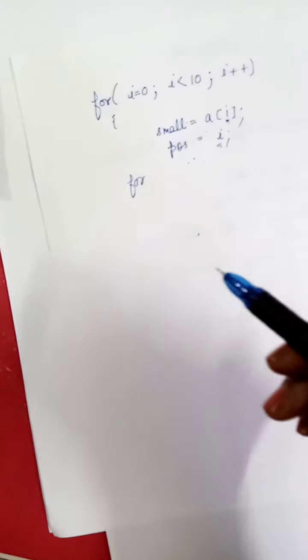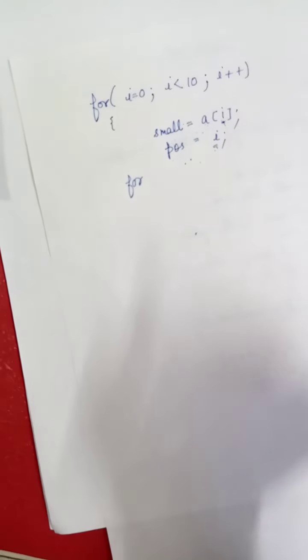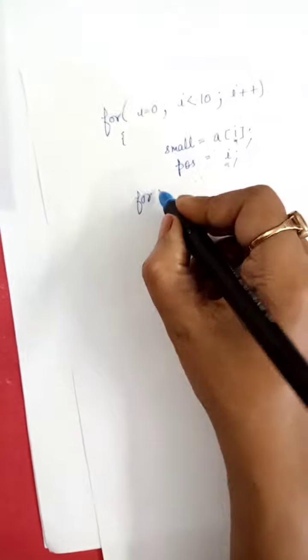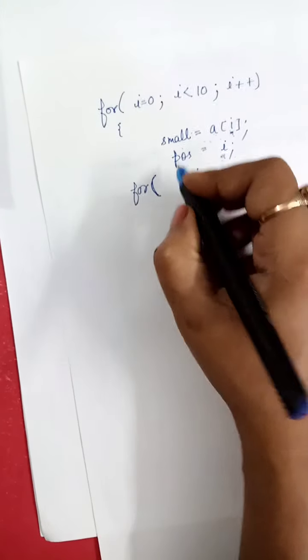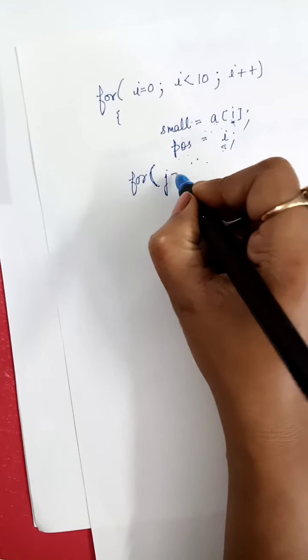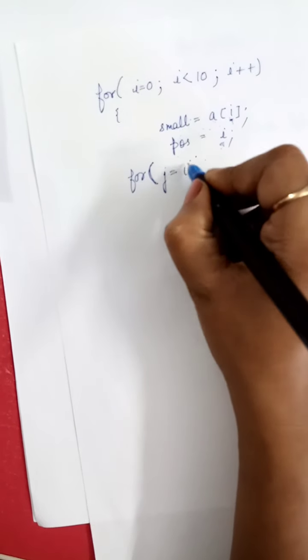Then we will find the next smallest element in the array and we will interchange that with this. So how will we find the smallest? We will start with the next element. So the j loop will start with i plus 1.